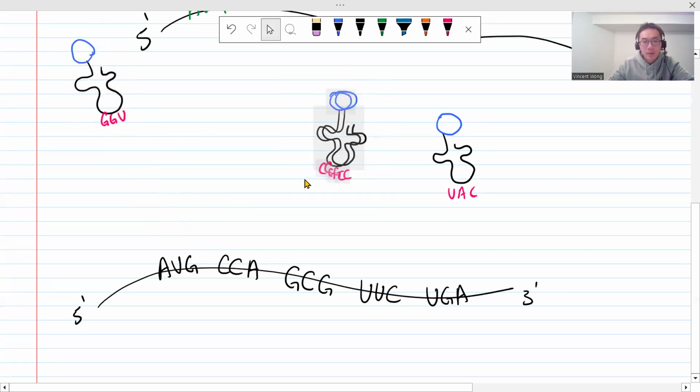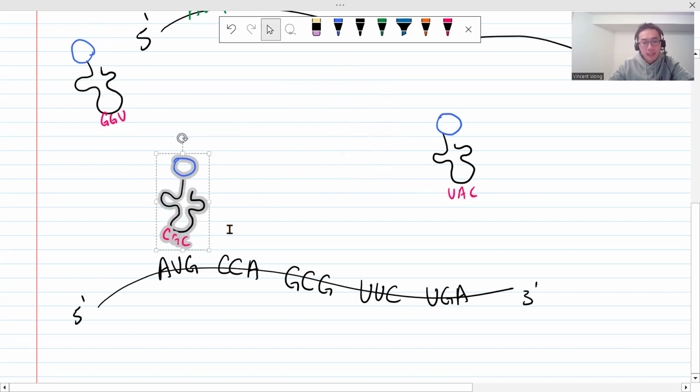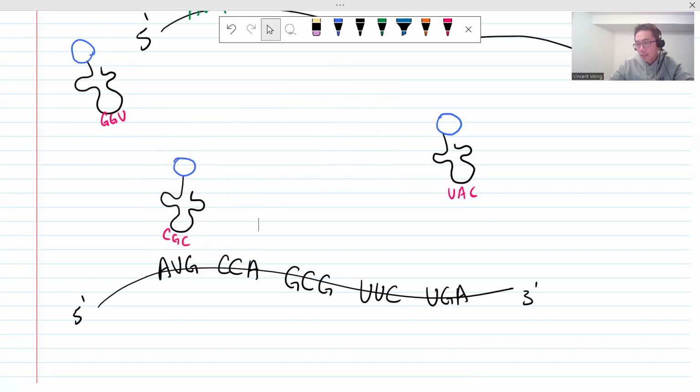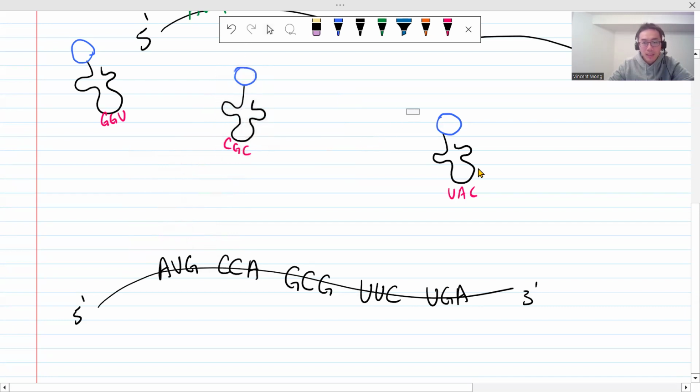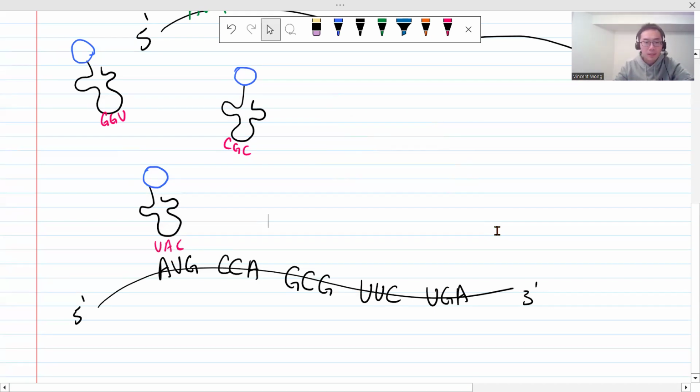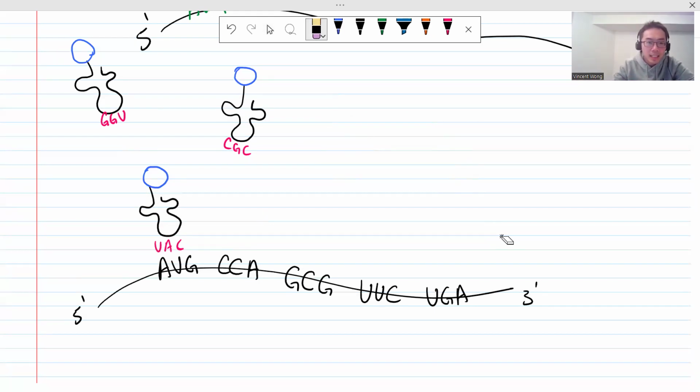Okay, and then the next one you're gonna say, okay, does it fit? Well, again, I hope you can tell me that it is not gonna fit, right? Because the red letters are not complementary to the black letters. The anticodons are not complementary to the codon. So this one is also gonna float away. And then this one, is that gonna fit? Yes. That one fits, right? So it's gonna stay there and it's gonna leave the amino acid.